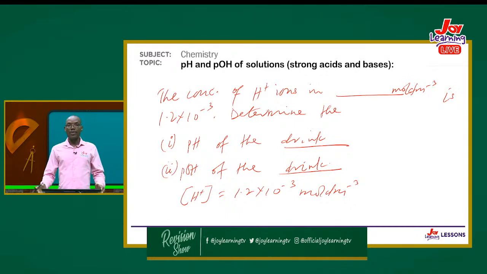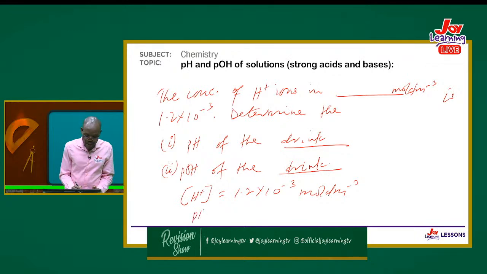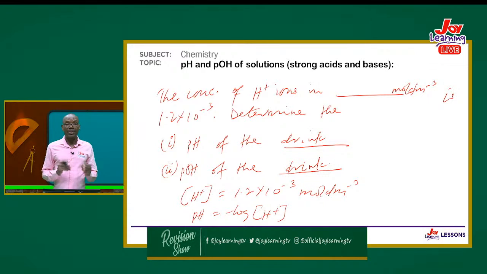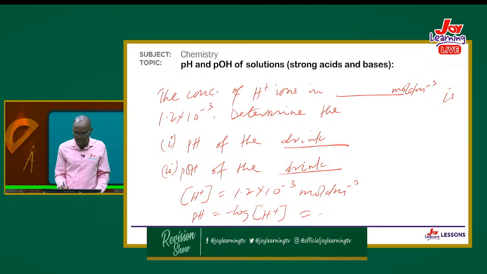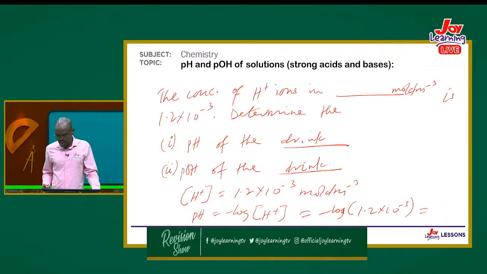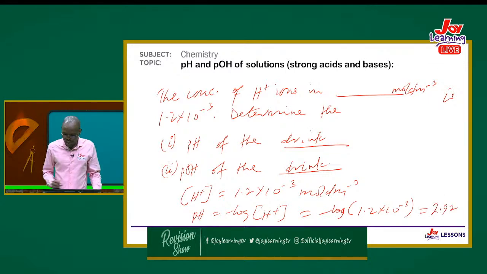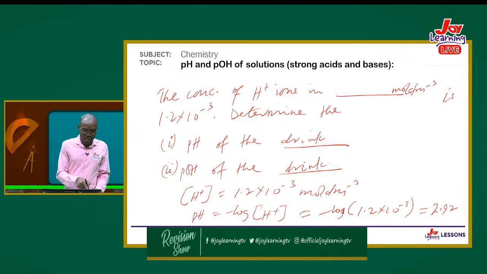Then the third question, what do I know? I know that pH is equal to negative log of the concentration of H plus ions. That solves the (i) part of the question, because it says I should calculate the pH. So do your substitution and evaluation. Negative log of 1.2 times 10 power negative 3. Reach out to your calculator and let's do this together. 1.2 exponent negative 3. If you do it well, you're going to have 2.92 to be the pH of that drink you like, containing 1.2 times 10 power negative 3 mole per dm cubed H plus ions concentration.